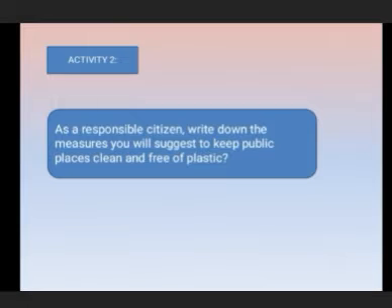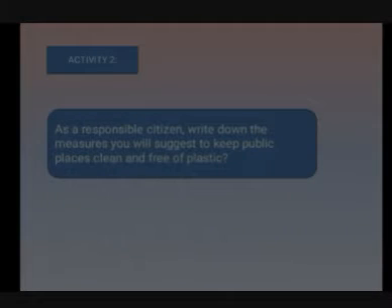Activity. As a responsible citizen, write down the measures you will suggest to keep public places clean and free of plastic. You can pause the video and write down the suggestions.